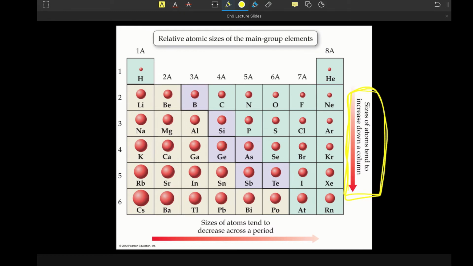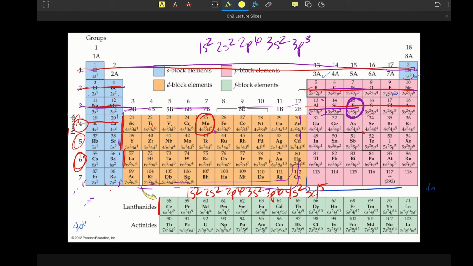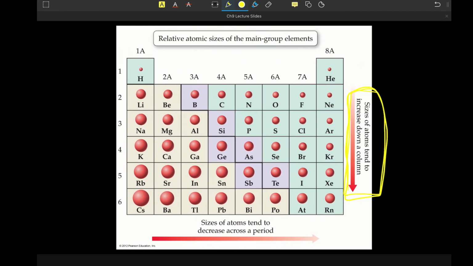But anyway, as we go down a group, the atom size increases, which makes sense because we just said in this previous chart that as we go down a group, we add shells. If we are adding a shell, the atom is necessarily larger. Does that make sense? As we go across a period, and when we say across, we always mean left to right, we'll see that the atoms tend to decrease in size.